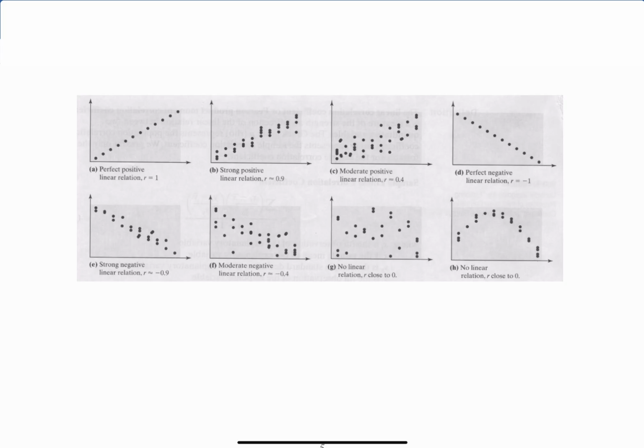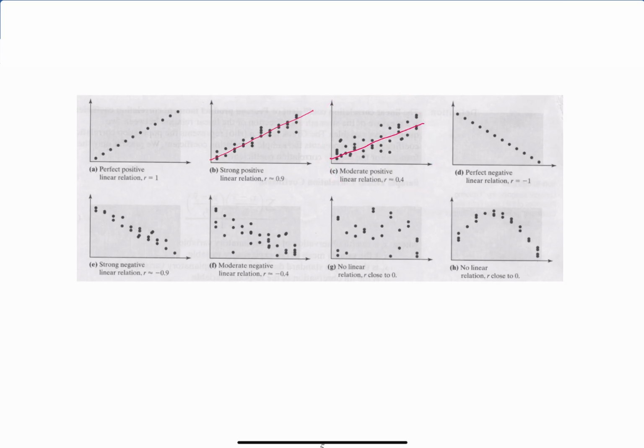Now, what does it look like if you start moving r towards the middle? Well, if r is 0.9, so it's pretty close to 1, you have dots that are pretty much in a straight line, but they bounce around off the line some. If you look at an example with a smaller r value, so closer to 0, they're still kind of linear. You can draw a straight line through them, but they bounce around even more.